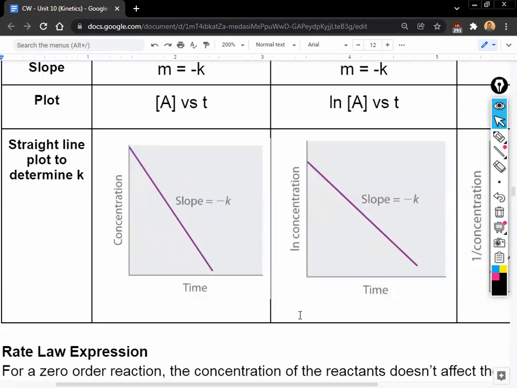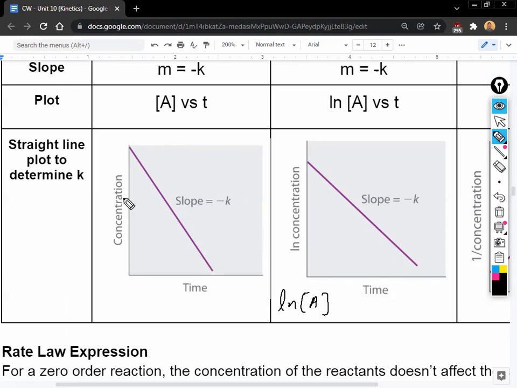Yeah, so ln, it looks like the natural log of the concentration. Okay, so the natural log of the reactant concentration is plotted on the y-axis versus time. This you will have to memorize because the difference between the graphs will come up. A lot of times when they give you the graph for the problem, you can figure out the reaction order to double check your work.